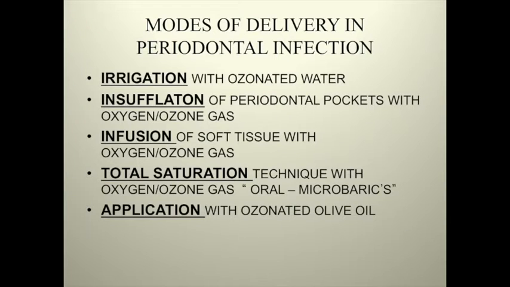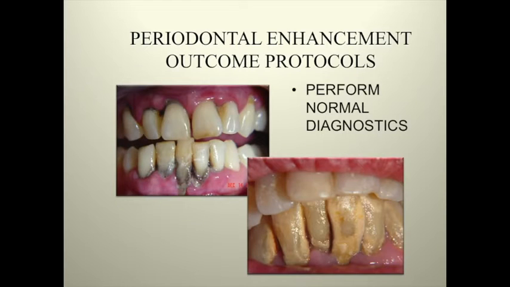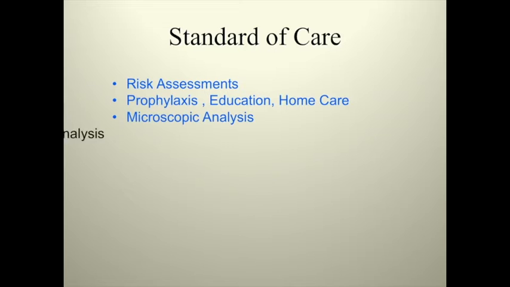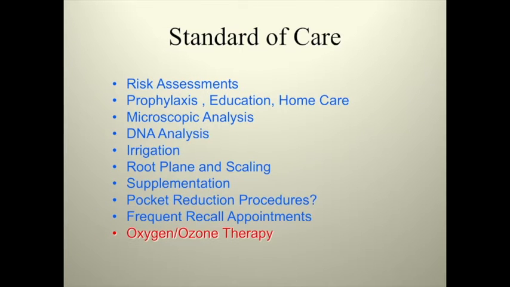So oxidative, biologic perio soft tissue therapies. In this world, when we work with perio in our practice and train our docs, we use all the tricks of perio with ozone therapy. We irrigate with ozonated water. We insufflate with ozonated gas into the pockets. We inject ozone gas. We do saturation of trays that flood the area with ozone. And we use application of ozonated oils and water. We always do normal diagnostics and come up with a treatment plan. We went through all the standard of care stuff before, so I won't waste our time on that.